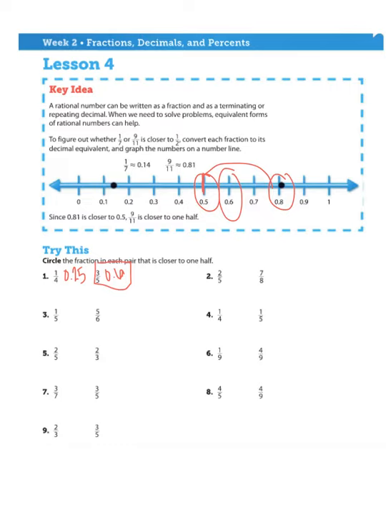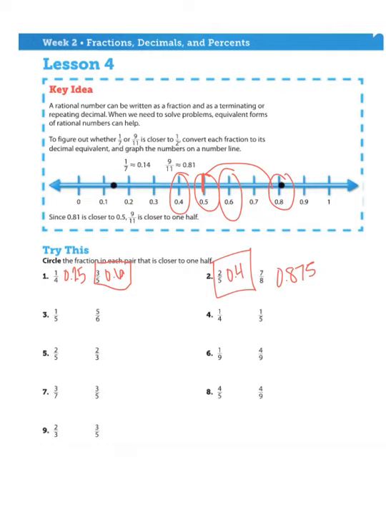So 2 divided by 5 is 0.4. And 7/8 is 0.875. So now I have to take a look at my number line again. Well, 0.4 is also right next to 0.5. So I know that that one is going to be closer to 1/2.